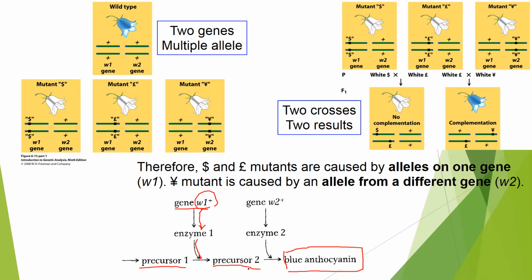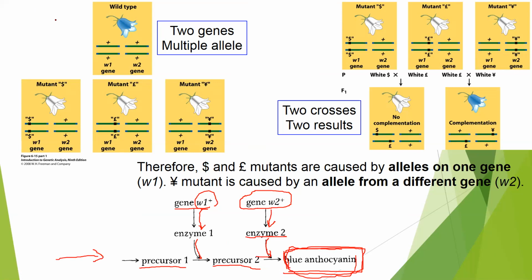However, precursor 2 is also colorless. There's no color. All right. Now, if in this individual flower there's a wild type gene 2, which is W2 plus, it can produce the functional enzyme number 2. And this enzyme number 2 is going to work on precursor 2 and transform this colorless precursor 2 into the blue pigment. All right. So if this pathway is functional, then you're going to see the wild type.